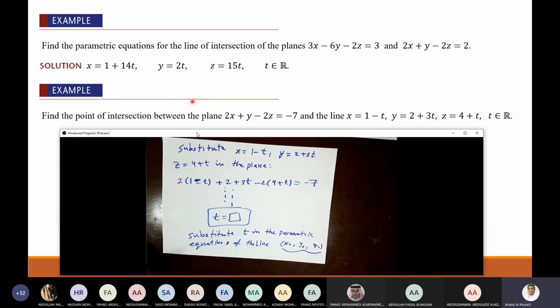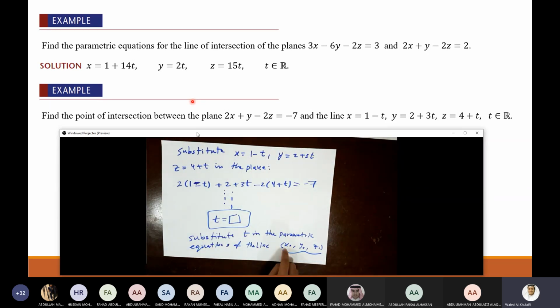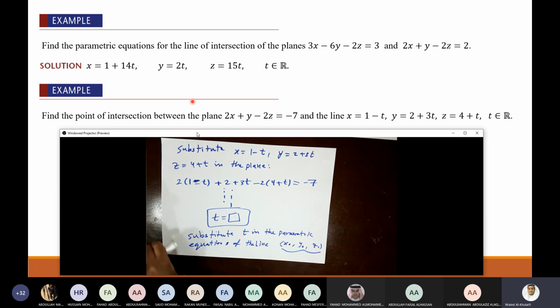He asks you for, okay? Because you will get a t naught, you will substitute in these, okay? And you will get the point x naught, y naught, z naught. This is the point that he asked you for. Right.